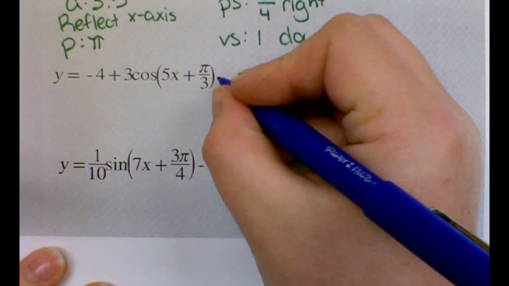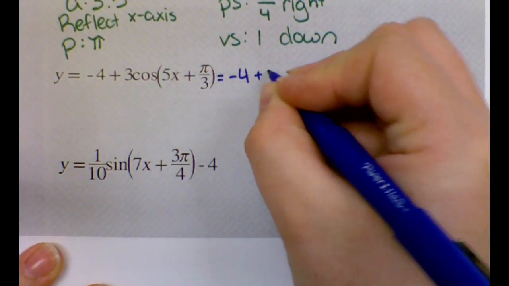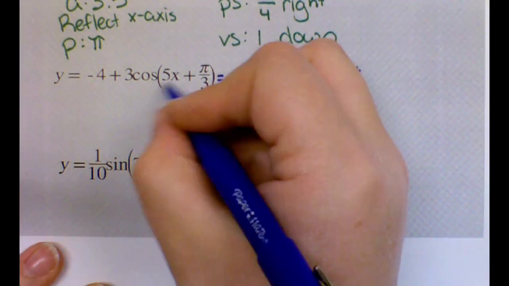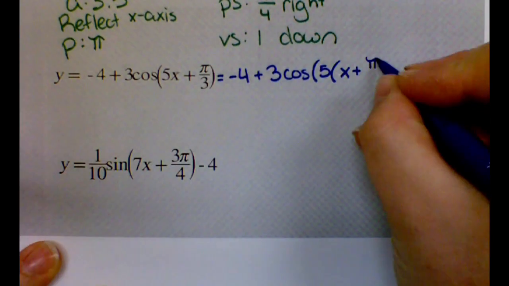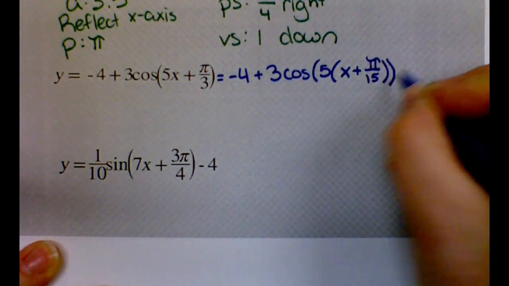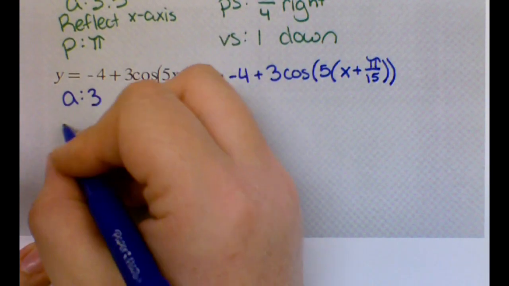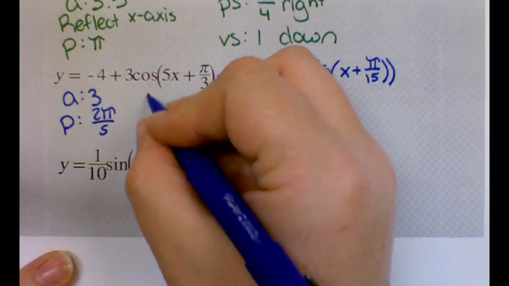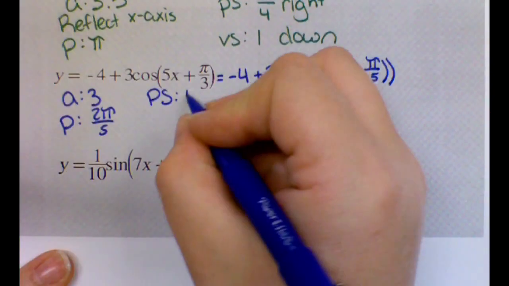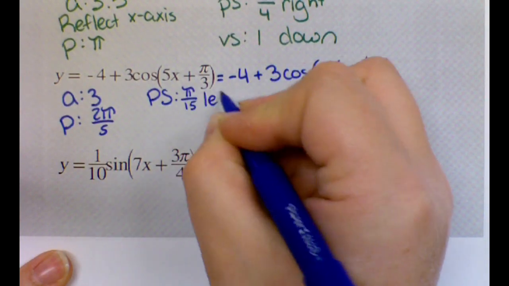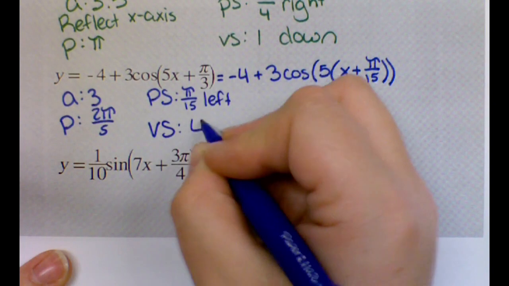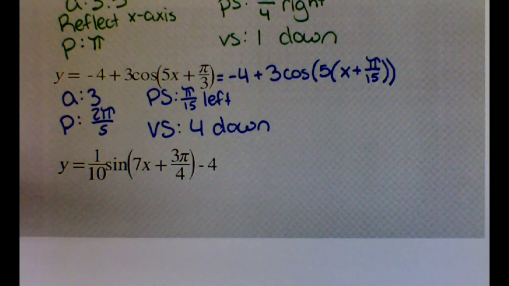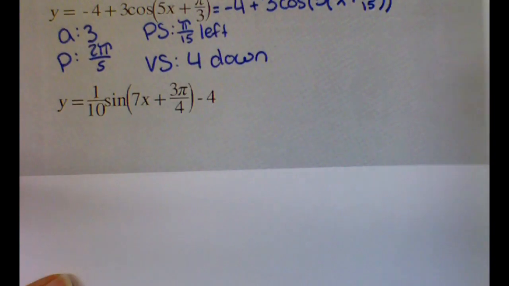So this next one, we want to factor that 5 out. So I have -4 plus 3 cosine of 5 times x. We divided 5 out of the 5x, so I divide, so it's pi over 15. So my amplitude is 3. My period is 2 pi over 5. My phase shift is pi over 15 left. And my vertical shift is 4. It's a minus, so it's down. There's a reason we're not graphing these ones, because pi over 15 would be rough.